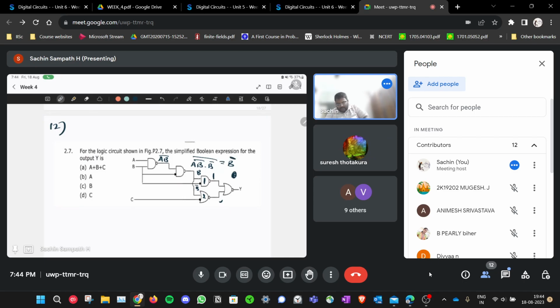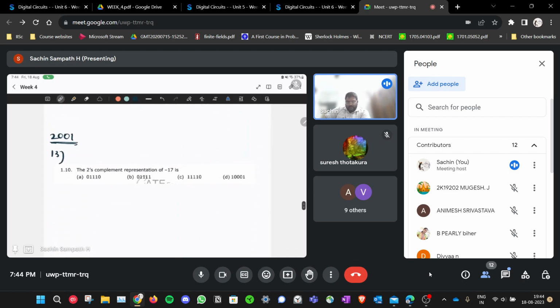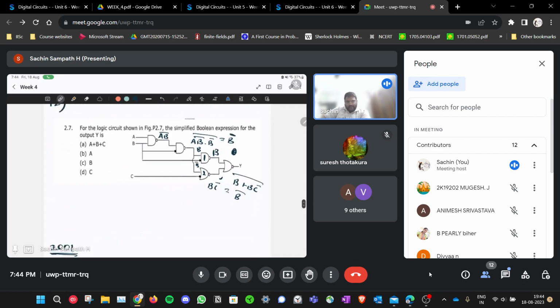Then what would happen? B bar into B bar whole bar is just B. So you get a B here. And this thing would have been B bar plus C whole bar, which is B C bar. So this would have been B plus B C bar whole bar. This is nothing but B into 1 plus C bar, which is B bar. So somewhere they should have given a different expression. You try it out and tell me next week if someone gets the proper answer.